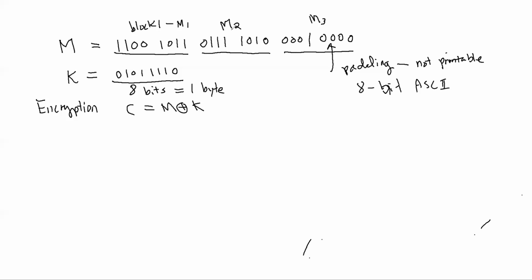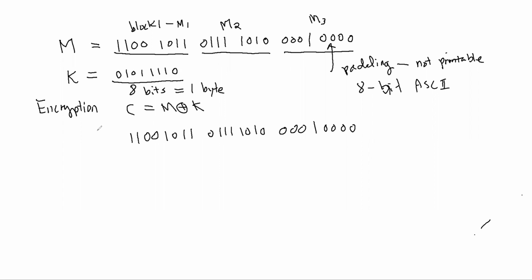So now we have, in our case, 1, 1, 0, 0, 1, 0, 1, 1, that's the first block. 0, 1, 1, 1, 0, 1, 0, the second block. 0, 0, 0, 1, 0, 0, 0, 0, the third block. And then I'm going to apply my K.